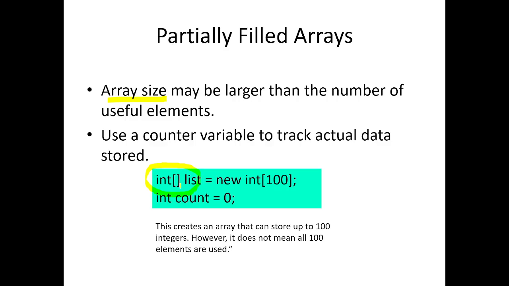So that means we can have this array that can store up to 100. Why 100? Because on the right hand side we state here new integer, and in the square bracket is 100. So array size basically can be larger than the number of useful elements. Since there is 100, for this case we can store up to 100 integers. However, it doesn't mean that all these 100 elements will be used. So that is the meaning of partially filled arrays. And for this case, we can use a counter variable to track the actual data stored.